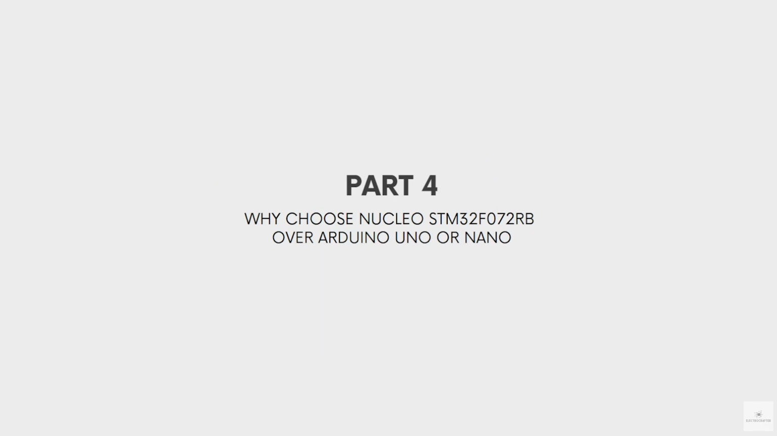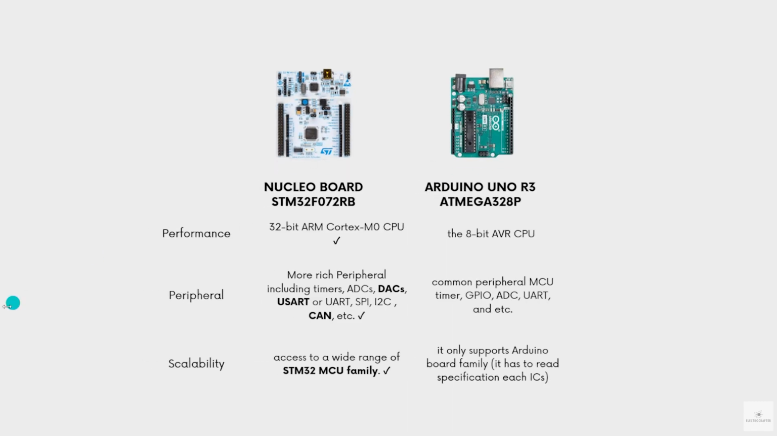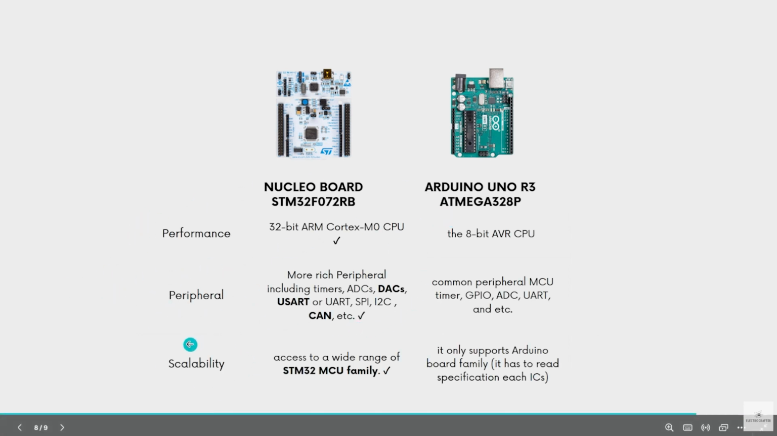Why choose Nucleo STM32F072RB over Arduino Uno or Nano? Why? Arduino is a popular choice for beginners due to its simplicity and vast community support. But STM32F072RB offers several advantages, including performance, peripherals, and scalability.